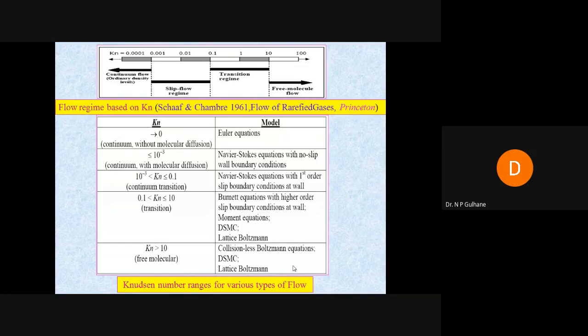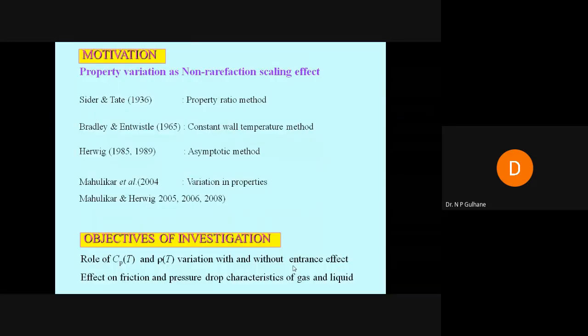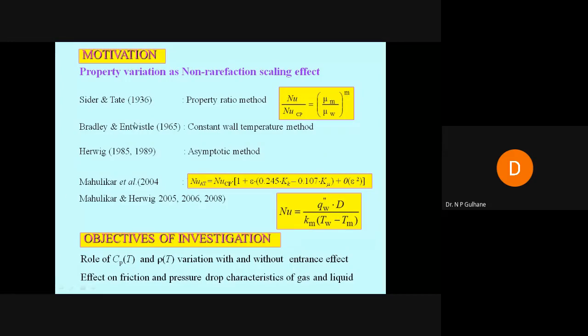Now, how this study is carried out, by what motivation this entire study comes in picture. Earlier there was no property variation considered by these people, but after 1989, in 2004, and then in 2010, property variation is one important factor as a non-rarefaction scaling effect that comes in research, in addition to the studies by Sider-Tete and Bradley and Stratton.